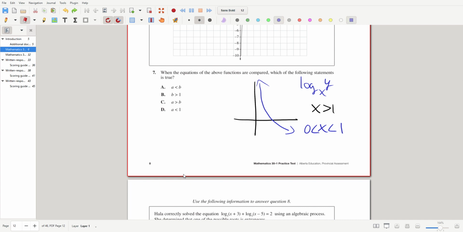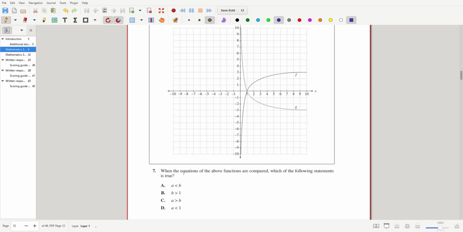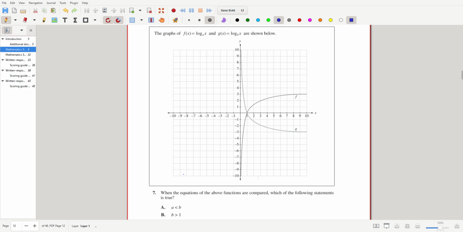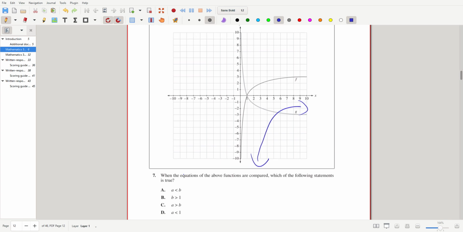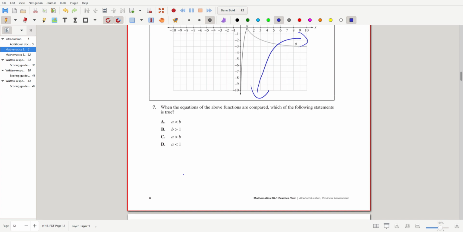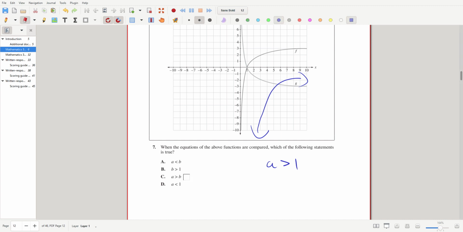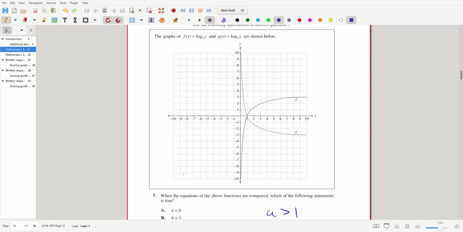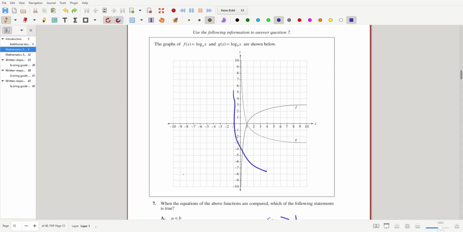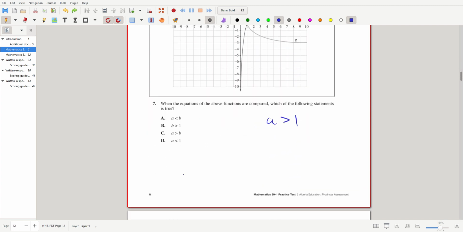So yeah, now that we know this, we can look at the two graphs that were given. If we look at f of x, its graph looks like this. So like the example, we then know that the a value for f of x is greater than 1. Okay? And if we look at g of x, it's shaped like this. So we know that its b value here is in between 0 and 1. So the b value is greater than 0, but less than 1.